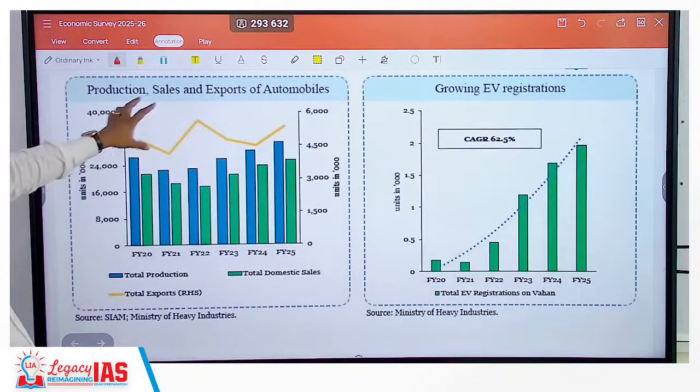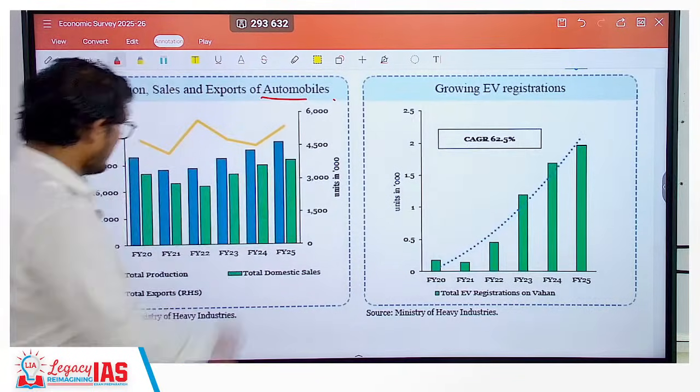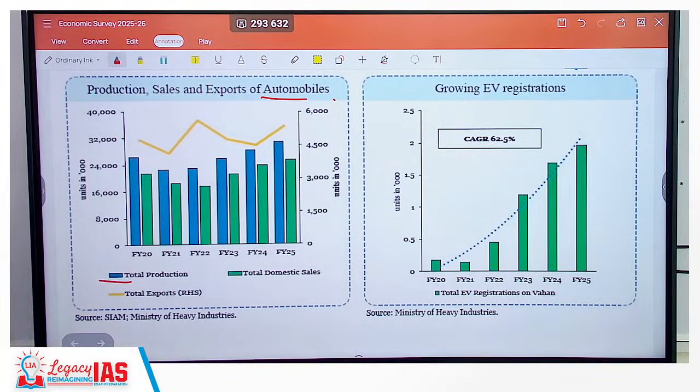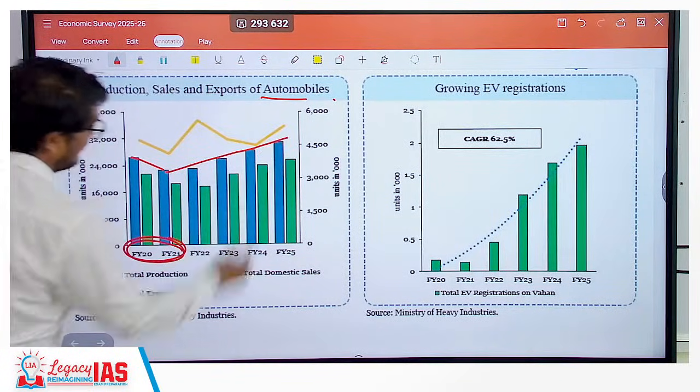Then you have the production, sales and exports of the automobiles. If you look at the total production of the automobiles, there has been a decline, of course, because again, this is a COVID year. Please pay attention that this is a COVID year, right? So of course, it was bound to go down, but after that, there has been an increase.